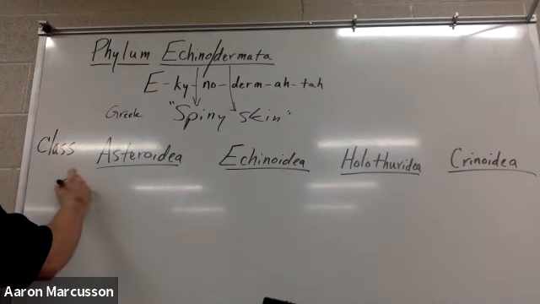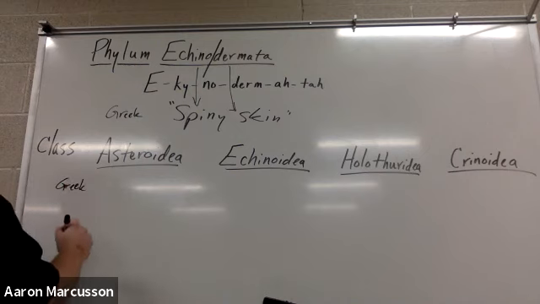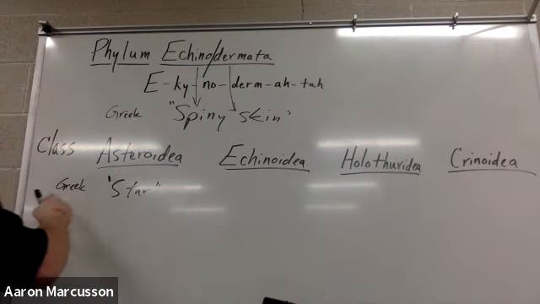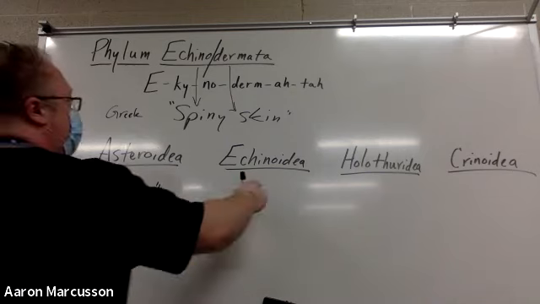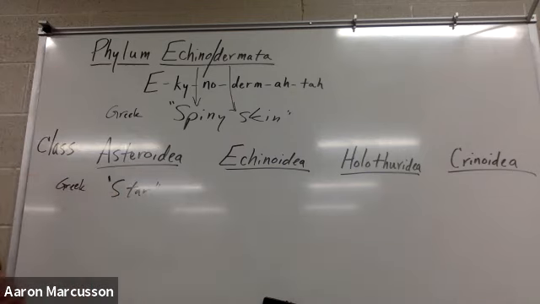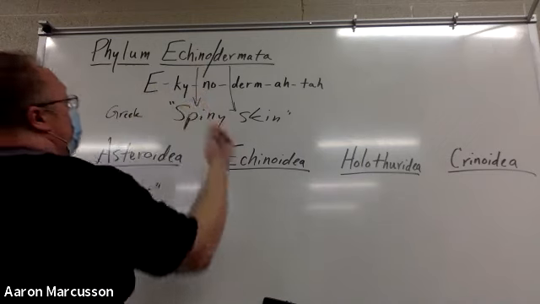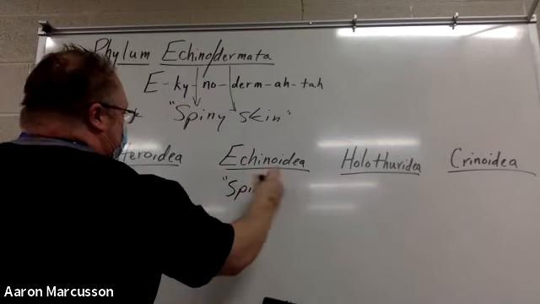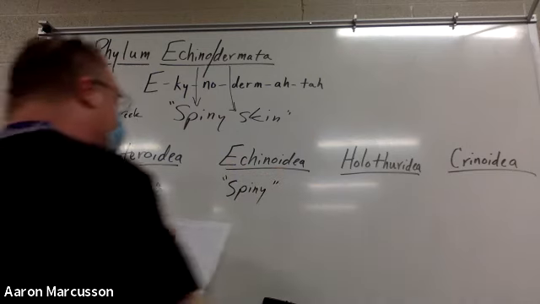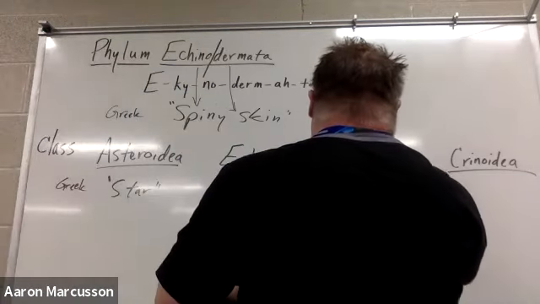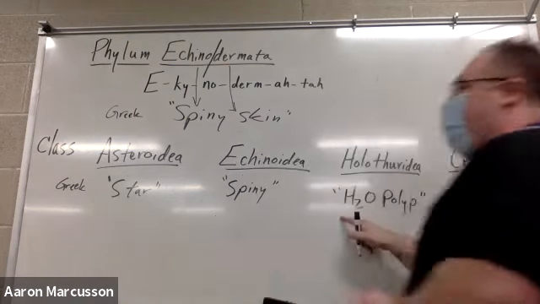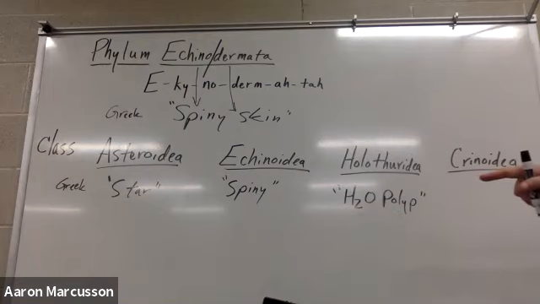These are all Greek words or Greek roots. Astro or astero, aster means star in Greek. Echino, what did we just say that means in Greek? Spiny or spiked, right? I'll do spiny, but spiked is the same type of deal. Holothuriidea means water polyp. Okay, I write water like this. I used to teach chemistry, so that's what I do.